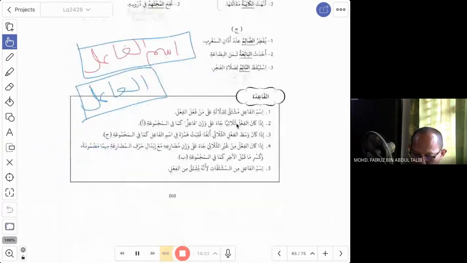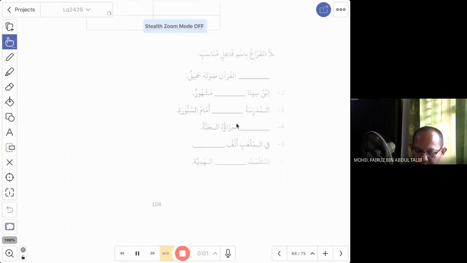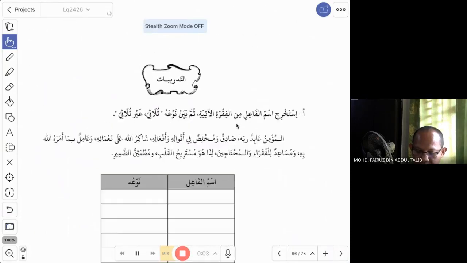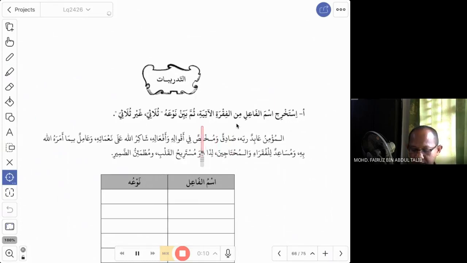So then we can move to the exercise. Exercise number 1 is takhrij ismal fa'il min al-fiqratil atiyah. So extract the isim fa'il. Find isim fa'il from the following paragraph. Thumma bayyin naw'ahu, and then you explain its type, sulasi or ghairu sulasi, whether it is a three-letter fi'il or a non-three-letter fi'il. Okay, so it is very simple.